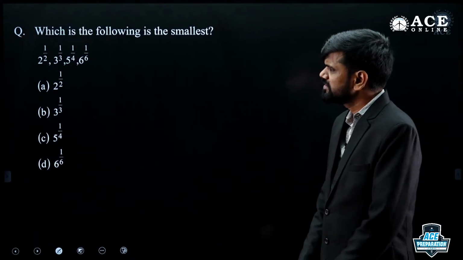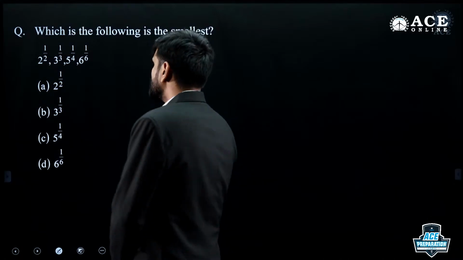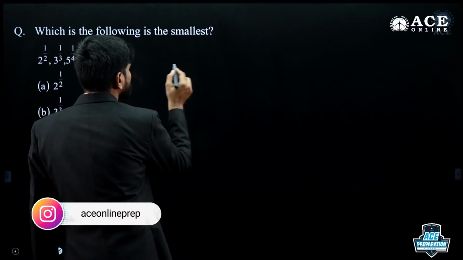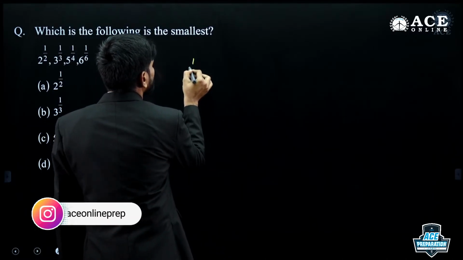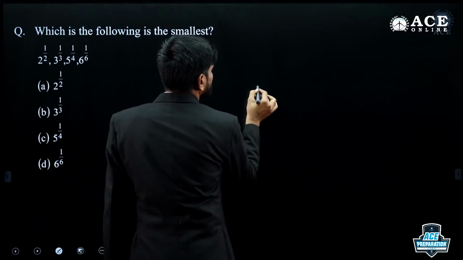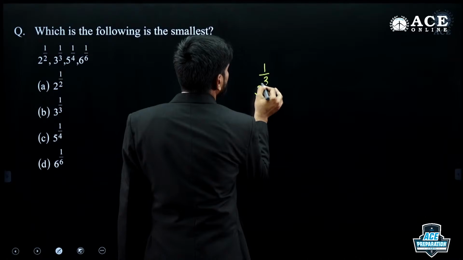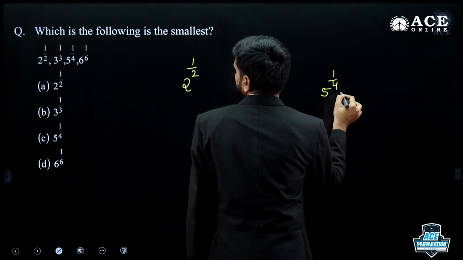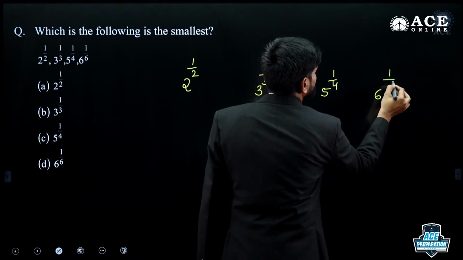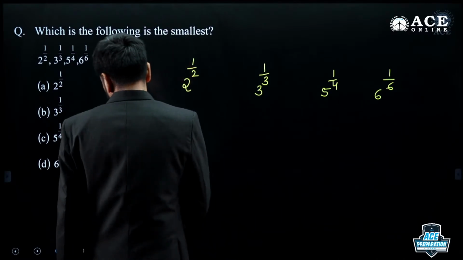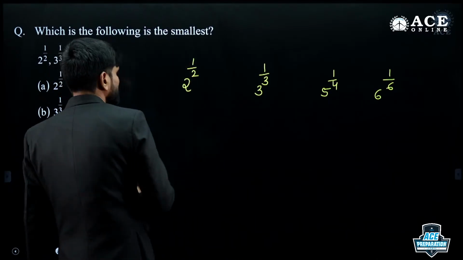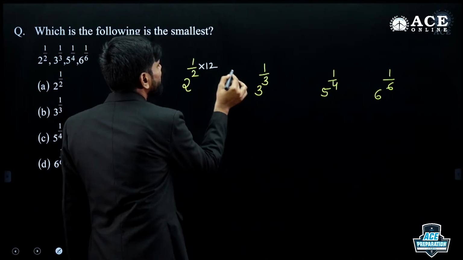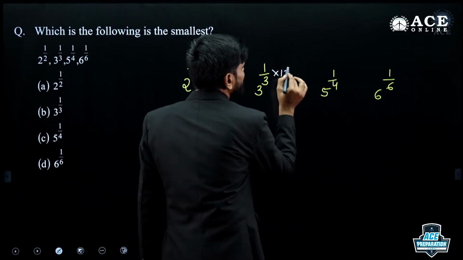Okay. 2, 3, 4, 6. LCM is 12. So as I told you, you multiply the powers with the LCM of the denominators in the fractions. 2 to the power of 1 by 2. 3 to the power of 1 by 3. 5 to the power of 1 by 4. 6 to the power of 1 by 6. As I said, multiply the powers with the LCM of the denominators in the fractions. So 2, 3, 4, 6, LCM is 12.